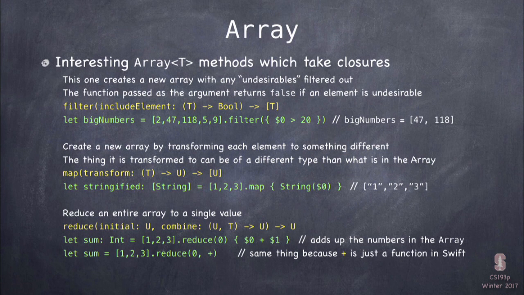By the way, notice I can say sum equals 1, 2, 3 dot reduce 0, which is my starting so-far value, because I haven't added anything up yet, so it starts at 0. And then I can say plus. The reason I can say plus right there, in that bottom line, is because plus in Swift is not some kind of weird built-in thing. It's just a function.